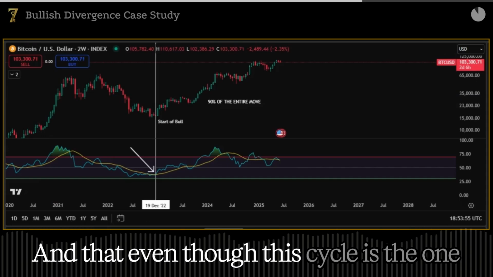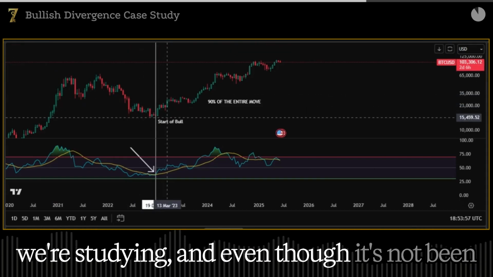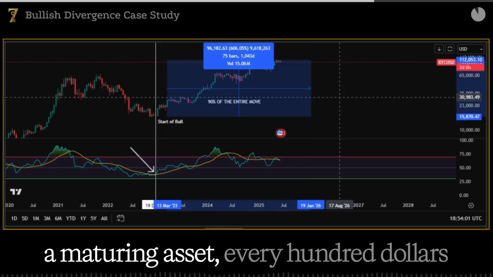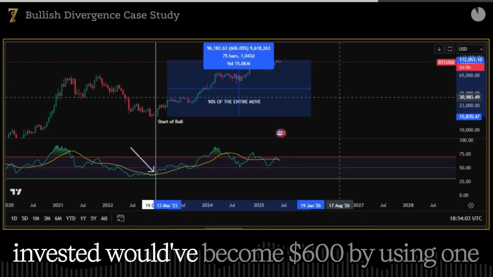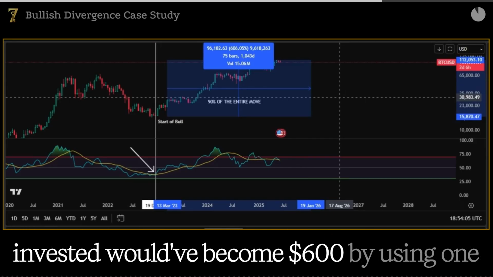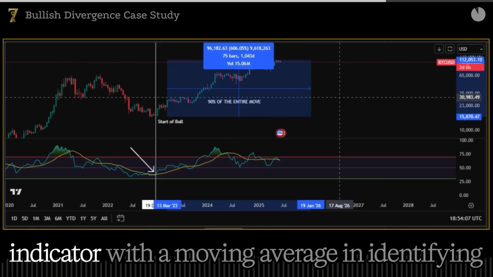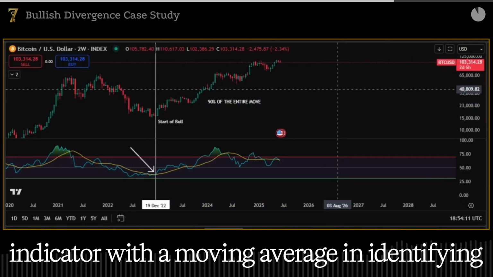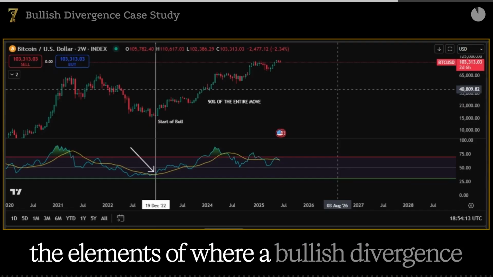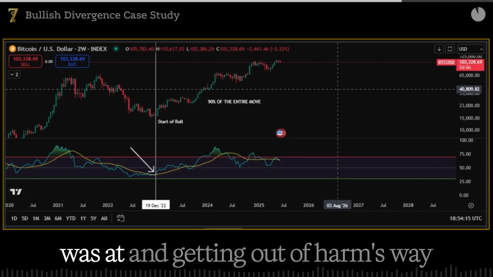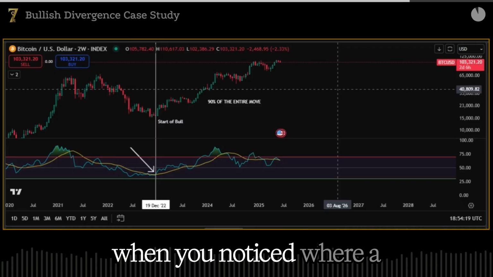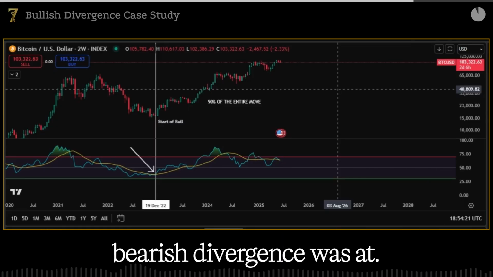And that, even though this cycle is the one we're studying, and even though it's not been as extreme as the prior cycles due to it being a maturing asset, every $100 invested would have become $600 by using one indicator with a moving average and identifying the elements of where a bullish divergence was at and getting out of harm's way when you noticed where a bearish divergence was at.